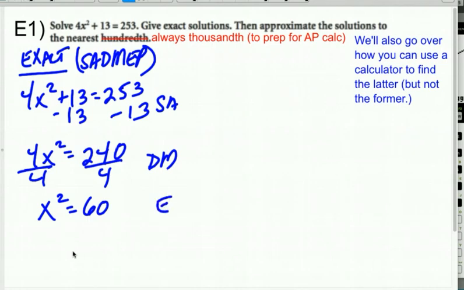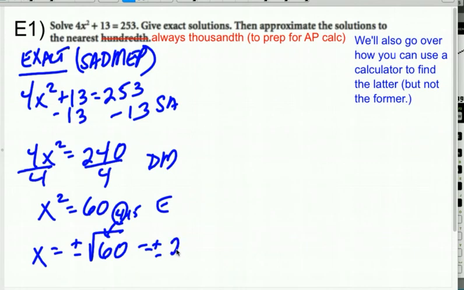And now I have an exponent to deal with, so I'm going to take a square root. But if I'm the one who writes the square root, I need to write a plus or minus. And the square root of 60 does simplify, because 60 is a 4 times a 15, and 4 is a perfect square. So I'm going to get that this is plus or minus 2 root 15, and that's my exact answer, okay?